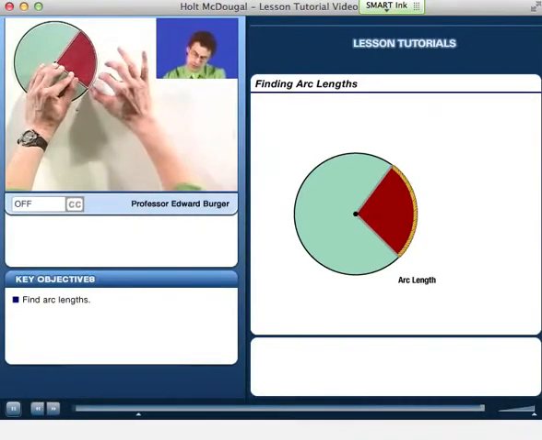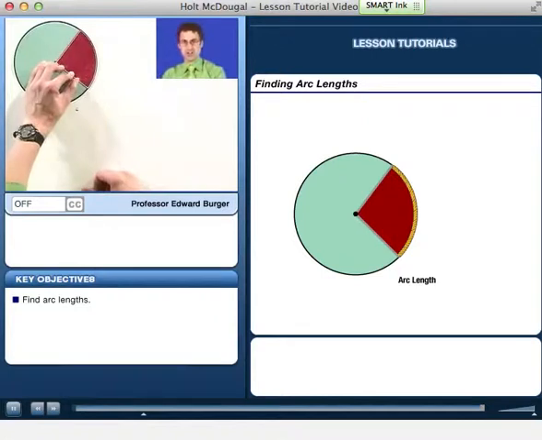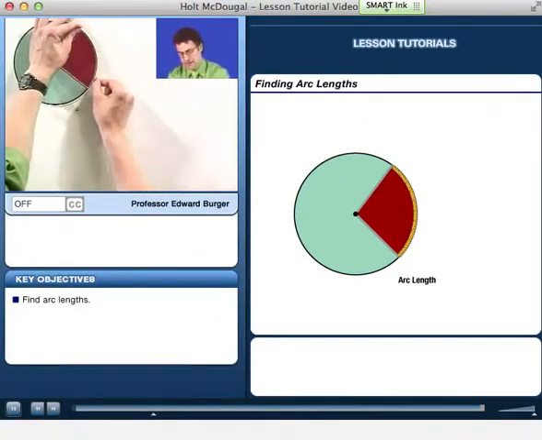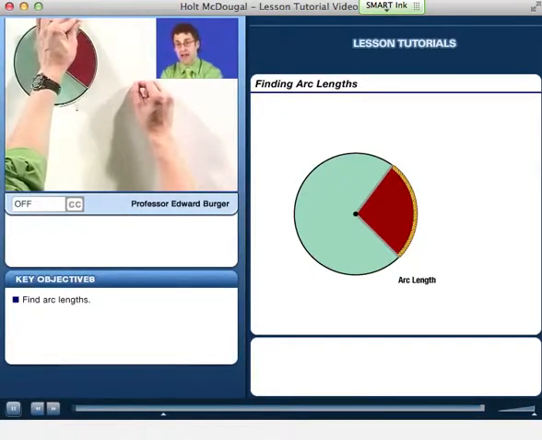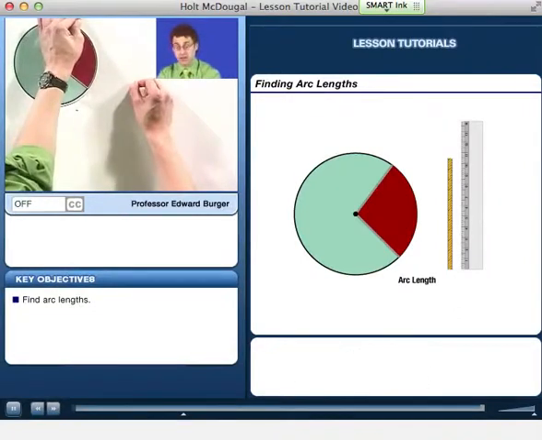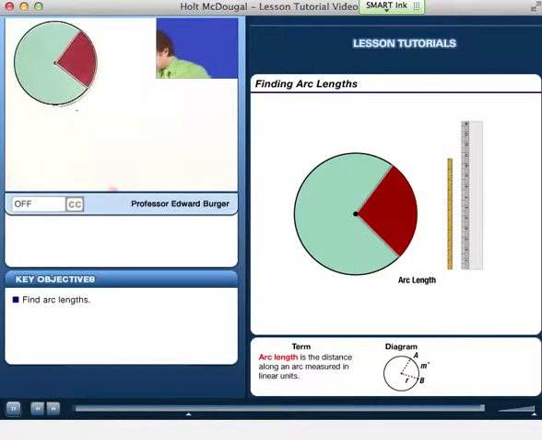If I were to take a ruler and somehow measure it, it'd be hard to do. It might be easier to take a rope and put it against that arc and then straighten it out and then measure that. That finds the length of the arc, which is sometimes referred to as, not surprisingly, the arc length. Now, arc length can be found in an exactly analogous way as the area of a sector.